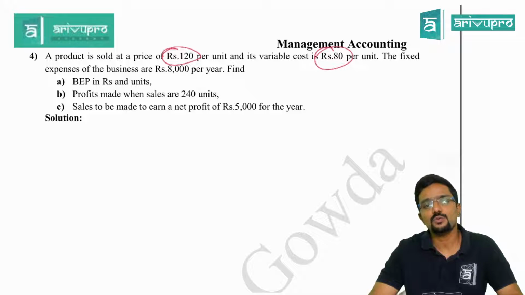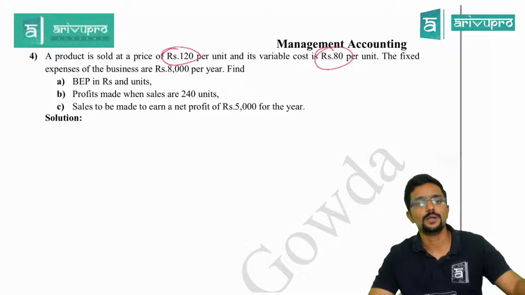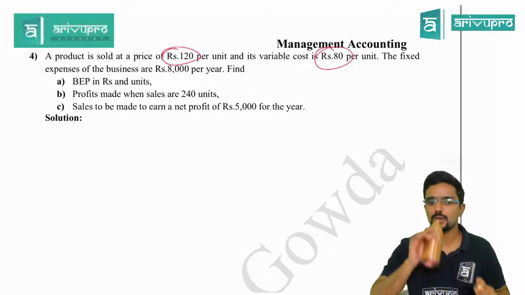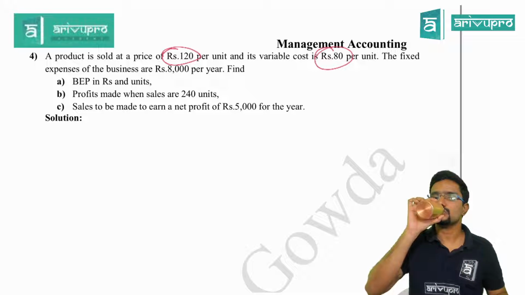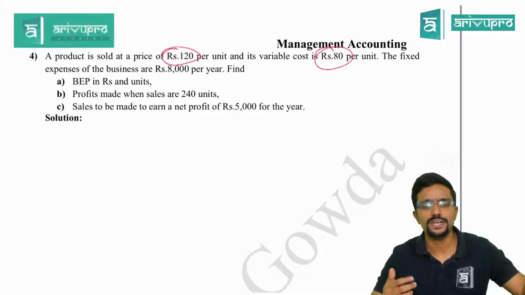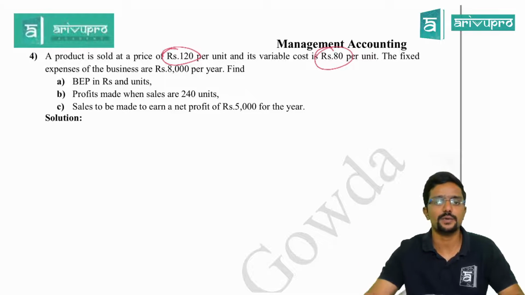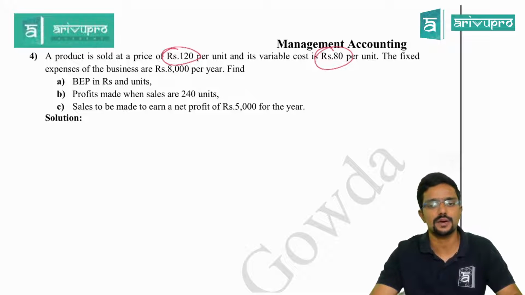Now, can I ask you, sir, what is contribution per unit? Come on, guys. How much is contribution per unit? Quickly. Just like that, you can tell. 120 minus 80. That is sales minus variable cost. Both are given per unit. I can tell contribution per unit is 40.